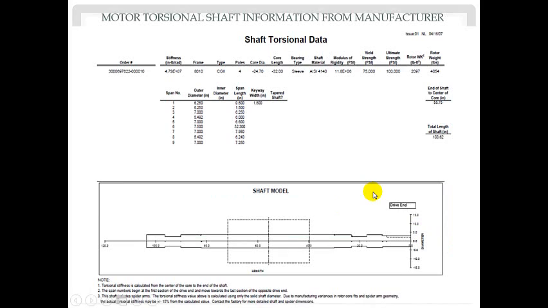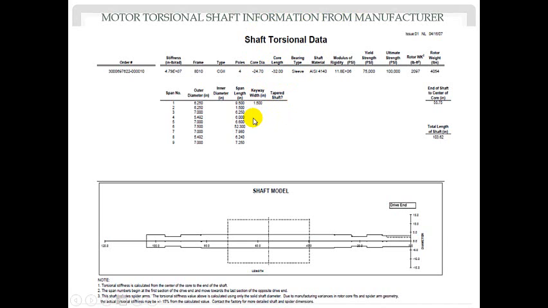I actually have a real shaft drawing of a motor. This is a pretty typical torsional data drawing that a manufacturer will give you. If you recall, I mentioned in a previous module that manufacturers really never give you any shaft drawings, but they do give you enough information for you to carry out torsional analysis successfully. And so this is a typical example of a shaft drawing by a manufacturer.